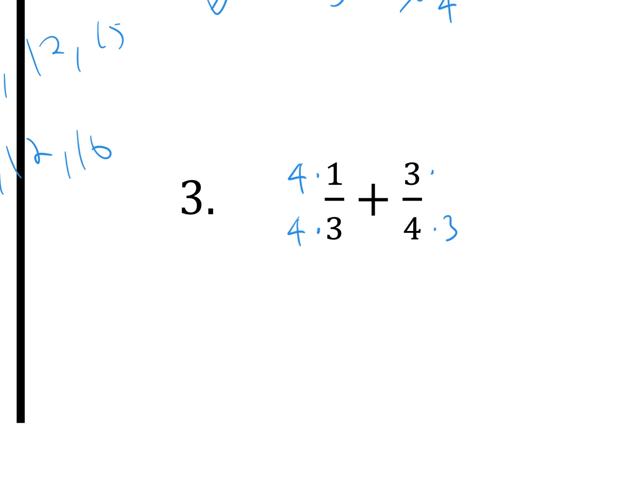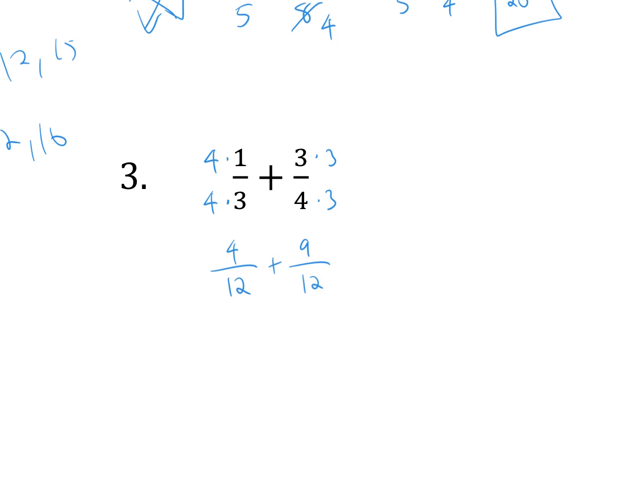All right, let's do that. 3. So we multiply it. So 4 times 1 is going to be 4. 4 times 3 is going to be 12. Plus, what's 3 times 3? 9 over 4 times 3 is 12. And then we just go ahead and we multiply.